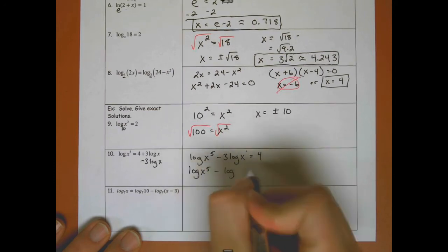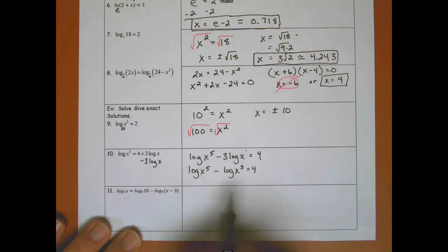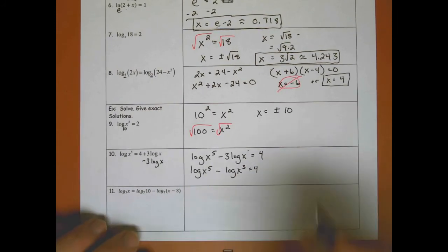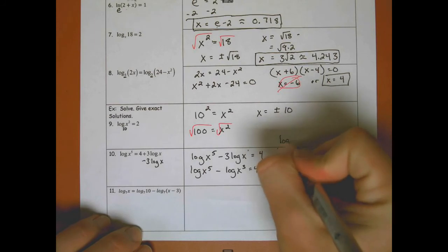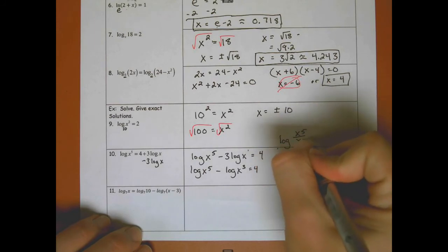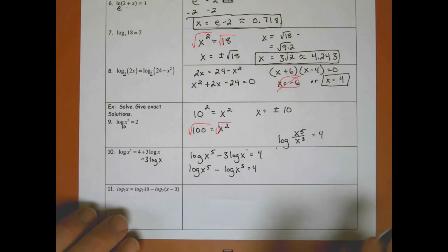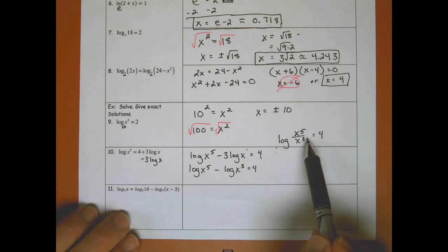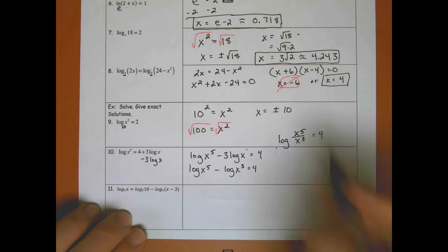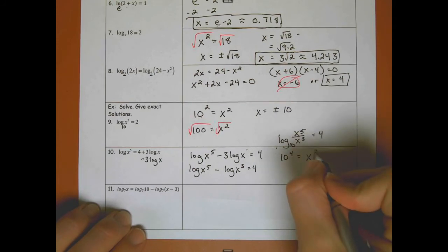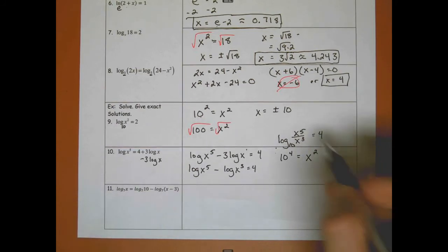I should give myself a little more room on this one. And then when I subtract logs of the same base, my rule is I can write it as division. So I'm going to move this up a little bit higher. I have x to the fifth over x cubed is equal to 4. So now we can write this as an exponent. So this is 10 to the fourth is equal. So 10's the base, switch these, and then x to the fifth over x cubed. I'm going to go ahead and just simplify that and write it as x squared when we subtract exponents.